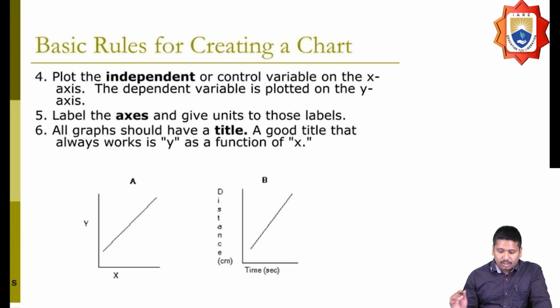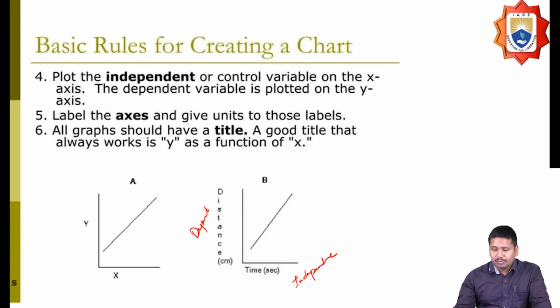Okay, so try to remember that. What is the independent variable? That should come on the x-axis, and the dependent variable is going to be on the y-axis. Then label the axes and give units to those labels, and all graphs should compulsorily have a title saying what they are meant for. A good title is always y as a function of x.